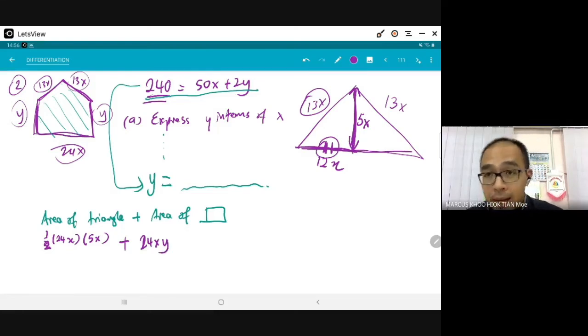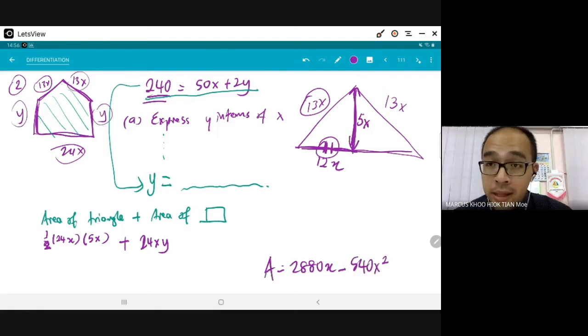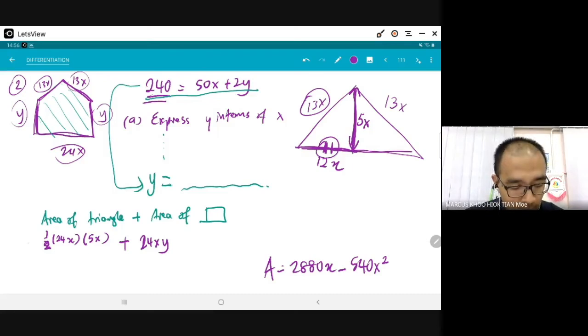Okay, but take a look at question B. Question B, it has a show question. The last answer is A equals to 2880x minus 540x squared. Notice that there's no y in this equation. Padahal in our equation here, the area is ada x dan ada y di sini. Tapi kita mau tukar ini menjadi ini.